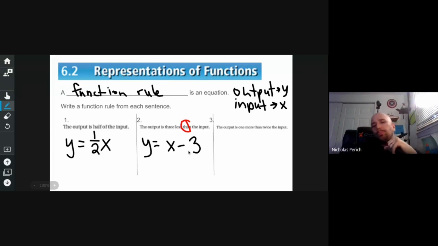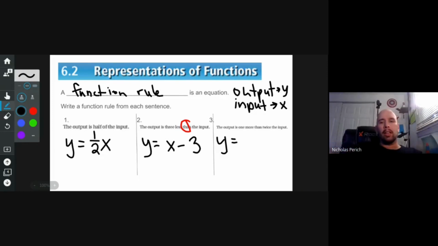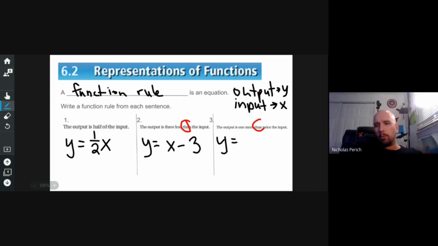The output, okay, is 3 more than. Ooh, I see that than word again. So let's flip it. So let's put the 3 on the right side. Twice the input. What's twice the input? 2X.